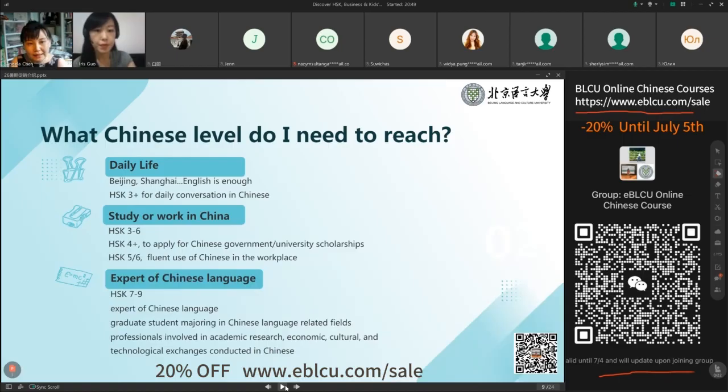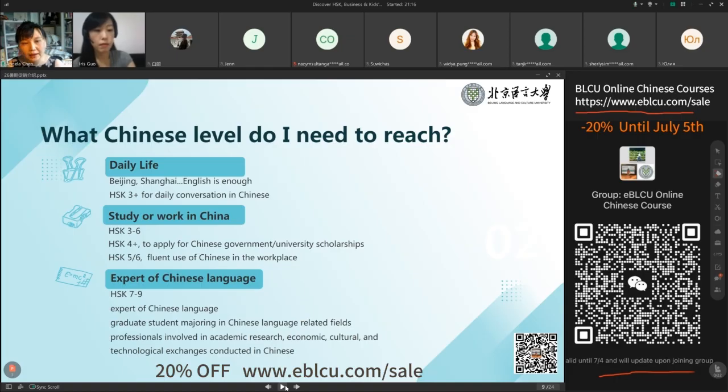And my next topic is what Chinese level do I need to reach? A lot of students have asked me that question before. Like, I'm learning Chinese right now, I'm planning to learn Chinese, and what Chinese level do I need to reach? I would say different usage requires different HSK levels.